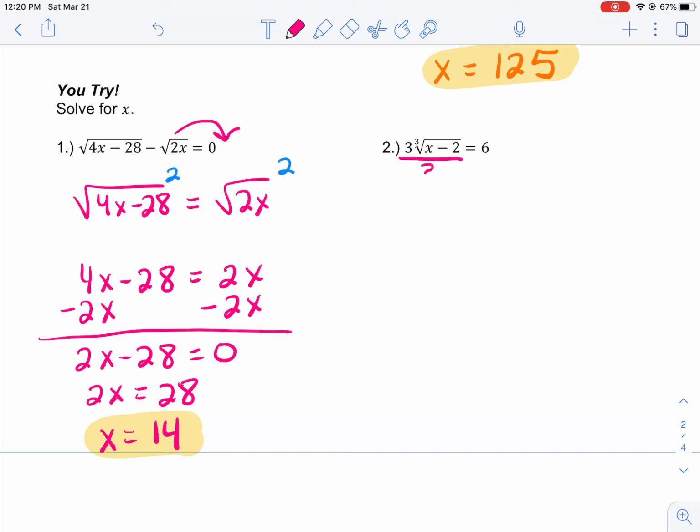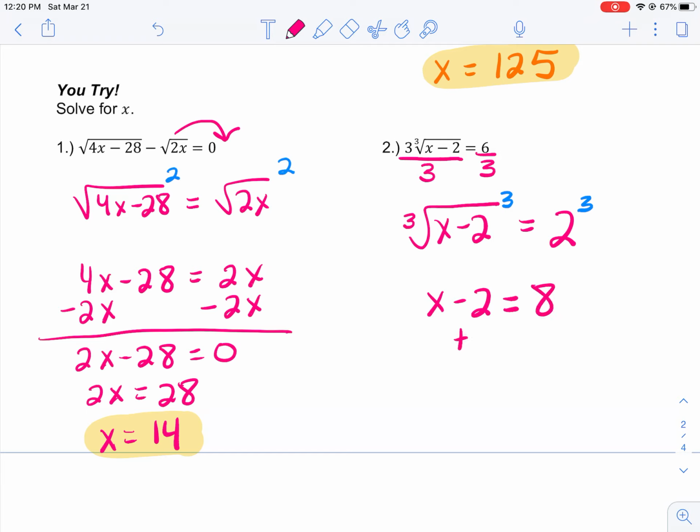Okay, and then this one I got to start by undoing multiplication, so divide both sides by 3. The cubed root of x minus 2 equals 2. And then go ahead and cube both sides. And that allows you to lift the gate. x minus 2 equals 2 to the third is 8. Add 2 to both sides, and x equals 10.